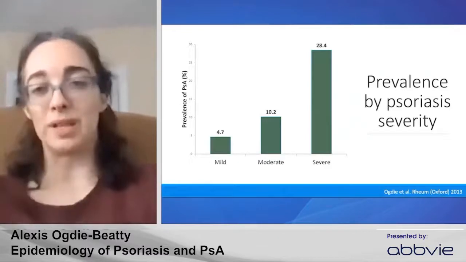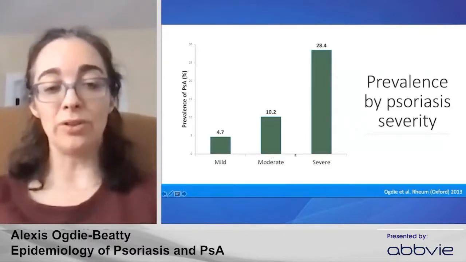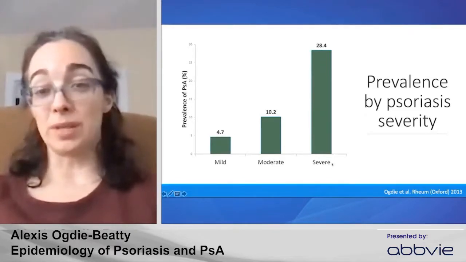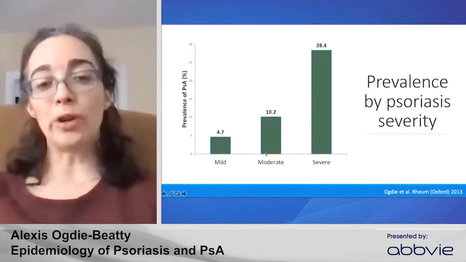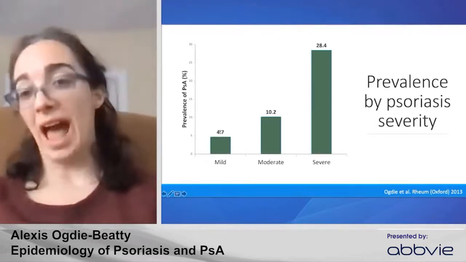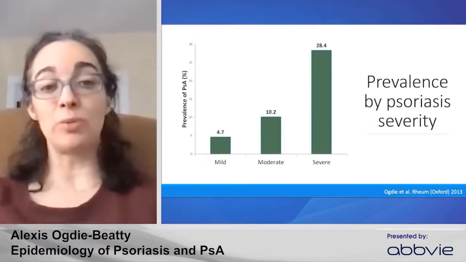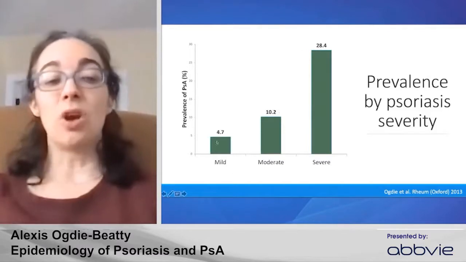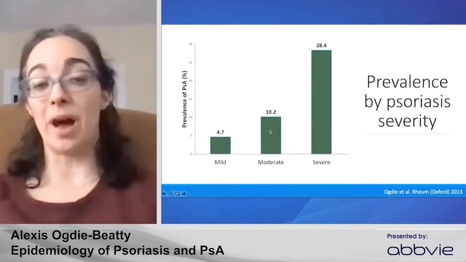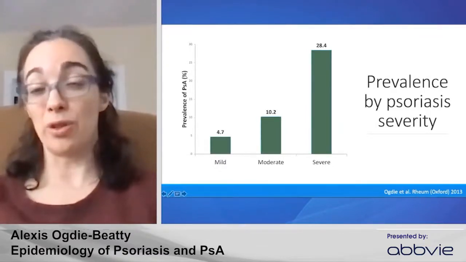The patient's palm represents 1% of body surface area. So 0 to 3 palms is mild, 3 to 10 palms is moderate, and then more than 10 palms is severe. So about 30% of patients have moderate, about 12% of patients have severe, so then more than half have mild. But then if you look at the prevalence of psoriatic arthritis in those three groups, there's clearly a difference. So among patients with mild disease, it's only around 5%. With moderate, it's around 10%. And then among patients with severe psoriasis, it's around 30%.